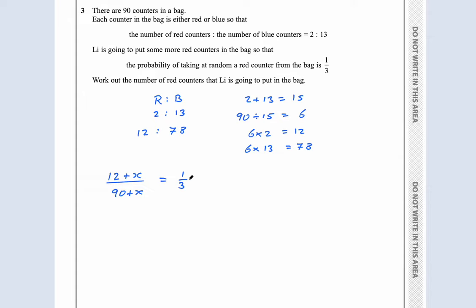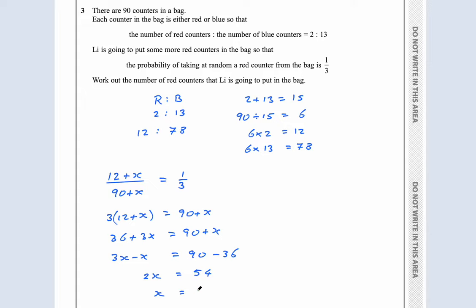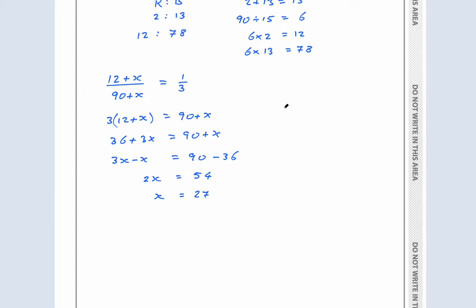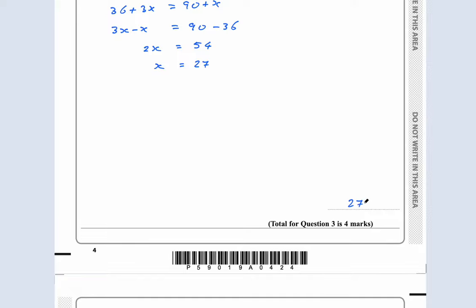So this over this has to equal 1 over 3. Okay, so that's the key to the whole question. If you understand this, you're good to go, because you can just solve this. So multiply across, I'm going to say 3 times this equals 1 times this. Multiply out, 36 plus 3x equals 90 plus x. 3x minus x, subtract the x, equals 90 minus 36, subtract the 36. 3x minus x is 2x. 90 minus 36 is 54. And then x equals 27. So that's the answer for question 3. That was hard.